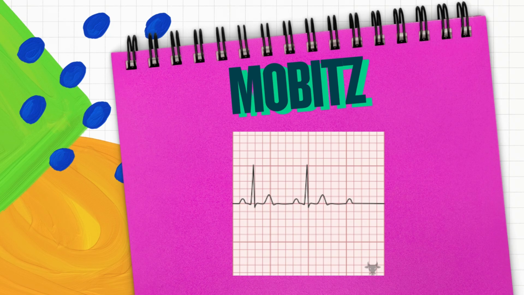Here we have the EKG for Mobitz. As you see, the PR intervals are equal, but after 2 QRS complexes, we see a P wave without any QRS complex.